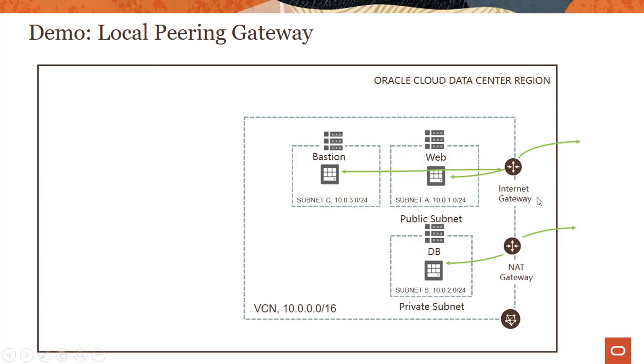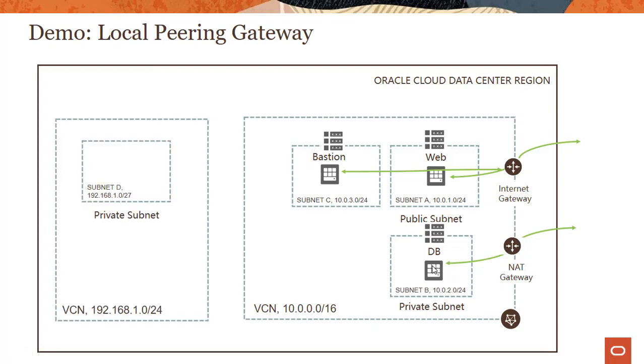This is the setup we had in the previous two demos, where we had a web server and a Bastion server, both in public subnets, and a database in a private subnet. And we were using internet gateway to go out, and we were using a NAT gateway here to get some updates for this database running here, right? Anyway, we are not going to touch any of these subnets and the hosts running within those subnets.